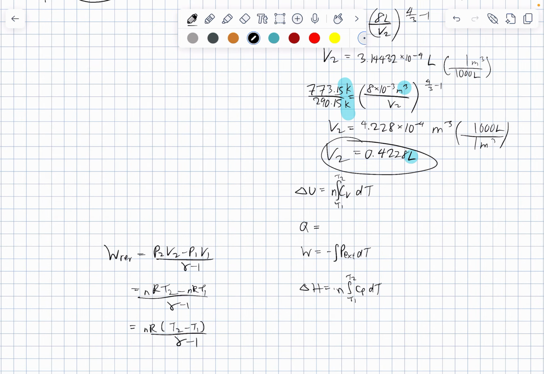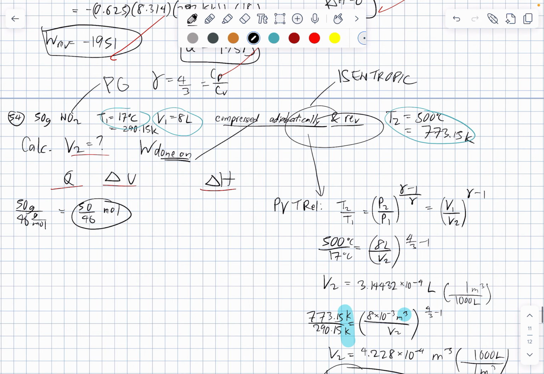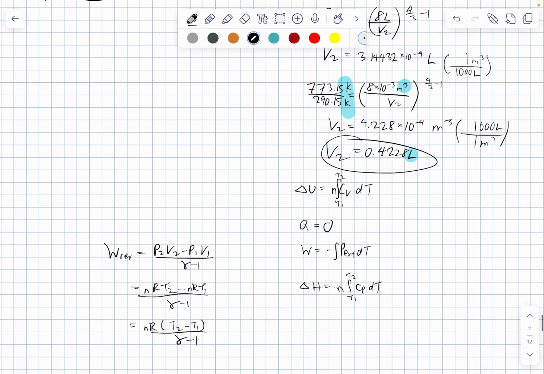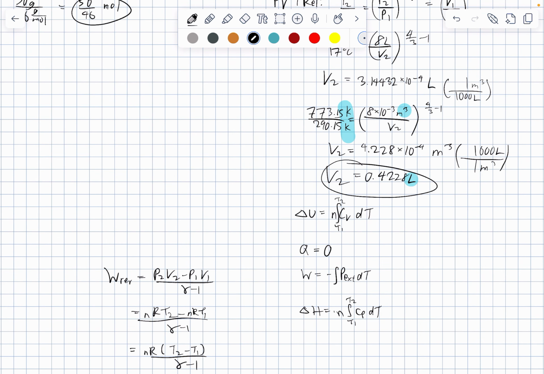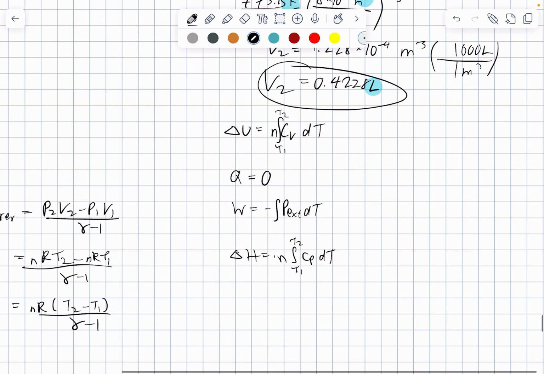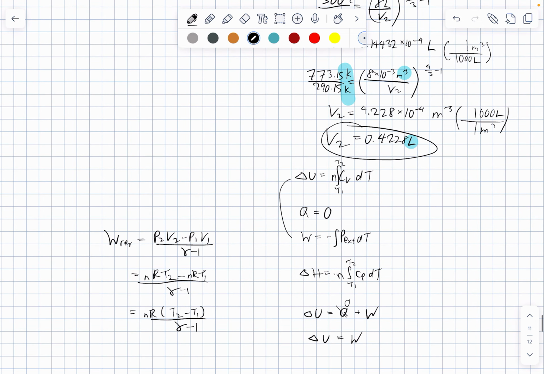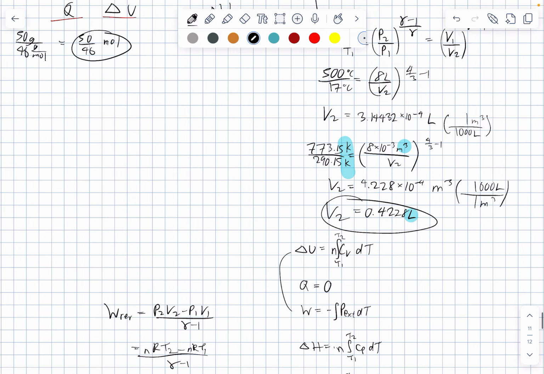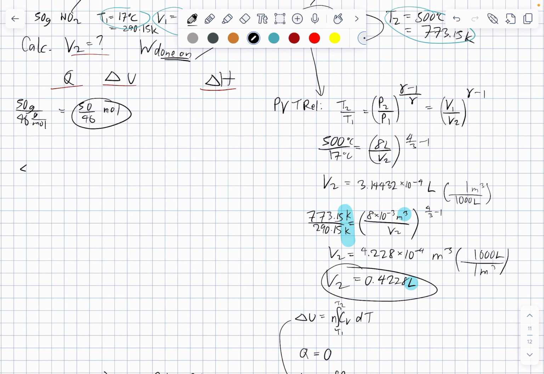For Q, what is Q? Q is 0 because it is adiabatic. Okay? So from the first law equation, delta U equals Q plus work, so delta U equals work. So these are the same in an adiabatic process. So let's start with delta U.